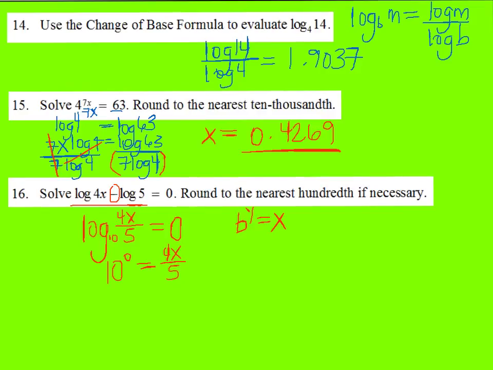And now solving for x, well, I can simplify 10 to the 0th, that's just 1, is equal to 4x divided by 5. And to solve here, I'm going to go ahead and multiply by the reciprocal. So I'm going to multiply by 5/4 on both sides. So here the 4's cancel each other, the 5's cancel each other. So I get 5/4 is equal to x.